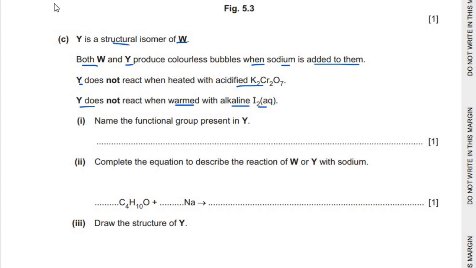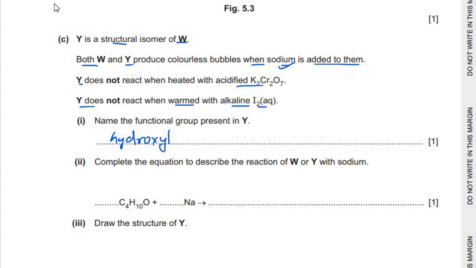Now, if Y is a structural isomer with the same formula, and both of them react with sodium to give bubbles, that shows that Y also should have an alcohol with one oxygen atom. Otherwise, there is no other functional group which will give bubbles with sodium with just one oxygen. Yes, carboxylic acid gives bubbles with sodium, but that contains two oxygen atoms, and here we have only one. So the functional group of Y should be an alcohol or hydroxyl group, right? So that's what we write here, hydroxyl group, that's the functional group.